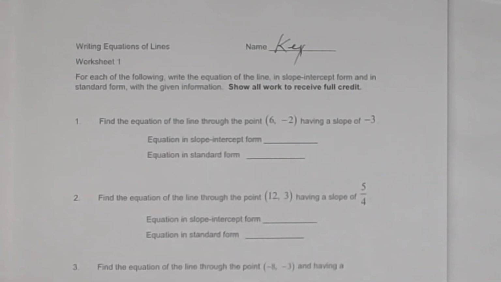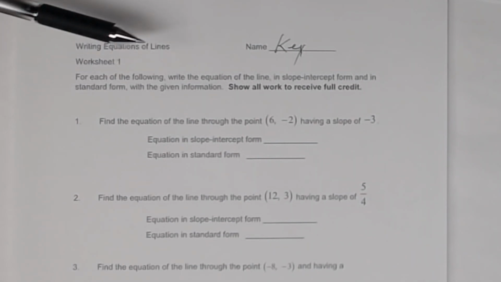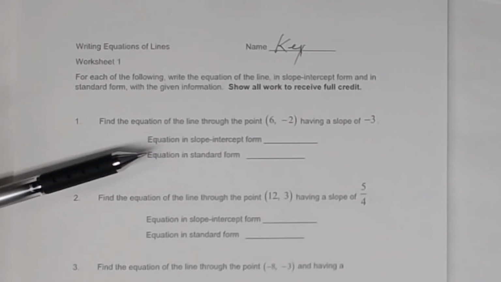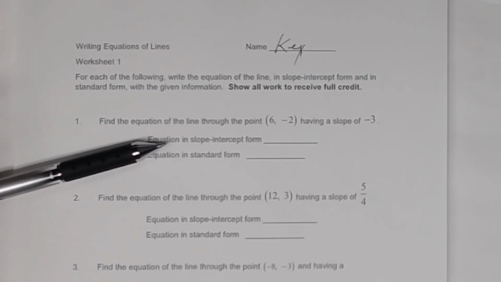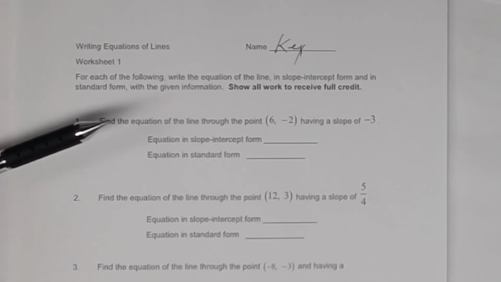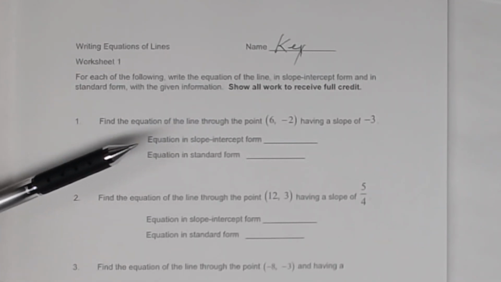This is a worksheet on writing equations with lines. This is worksheet number 1. The direction says, for each of the following, write the equation of the line in slope-intercept form and in standard form. So notice that there's going to be two equations. The equation written in slope-intercept form and the equation written in standard form. And it says show all work to receive full credit.